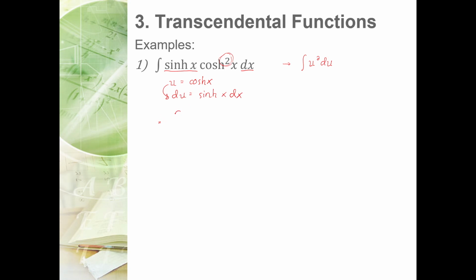So of course we can replace it with u squared du. So we have u cubed all over 3 plus c. And the final answer is cosine cubed of x all over 3 plus c. So easy as that one.